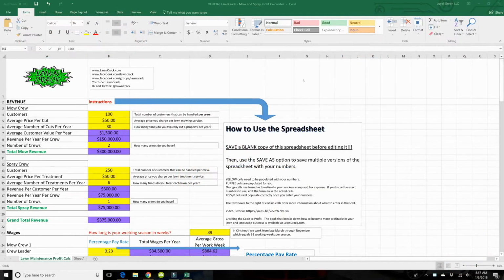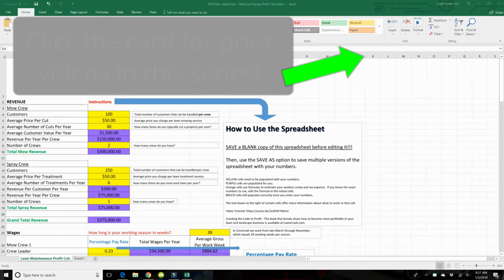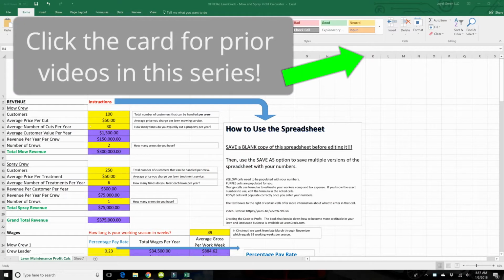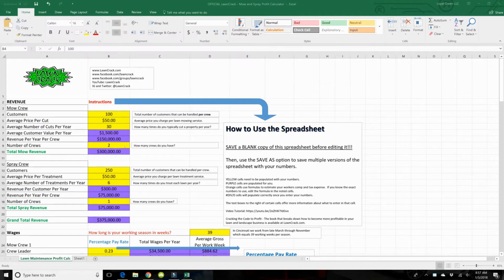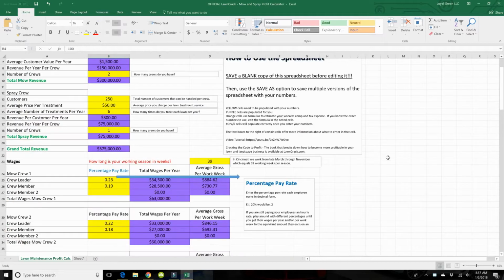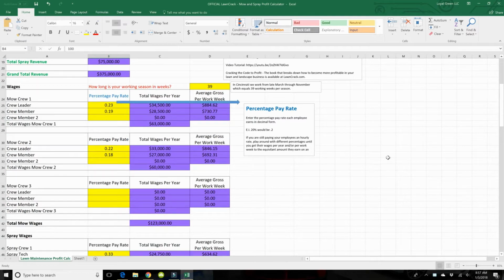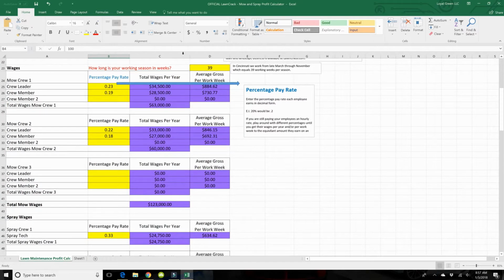Okay, so before we get to the expenses, I wanted to quickly run through the top portion of the profit calculator just to show you what I have so far. $300,000 coming from revenue from mowing with 100 customers per crew, 2 crews, etc. Here's my spray crew. This is lightly based off of my company's numbers. I will do this after I crunch the numbers completely with the CPA and get final year-end numbers.